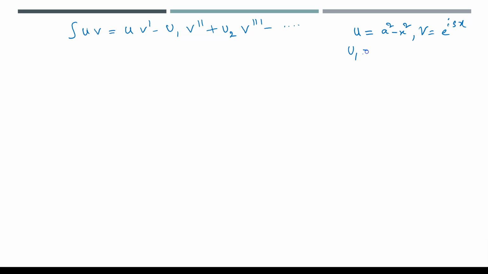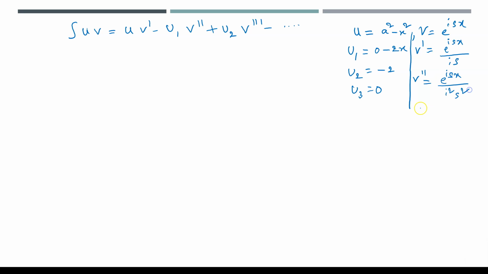First derivative u1 equals 0 minus 2x, second derivative u2 equals minus 2, third derivative u3 is 0. For v, the first integral is e power i s x upon i s, the second integral v2 is e power i s x upon i square s square, which equals e power i s x upon minus s square, because the value of i square is minus 1. The third integral v3 equals e power i s x upon i cube s cube, which equals e power i s x upon minus i s cube. Okay, so we use these derivatives and integrals to integrate.